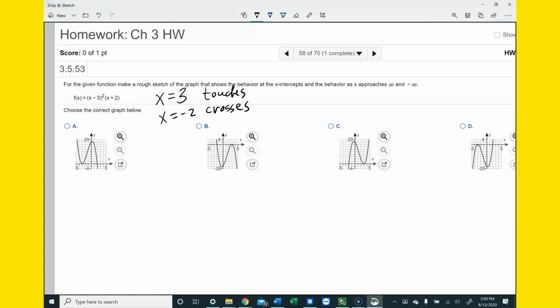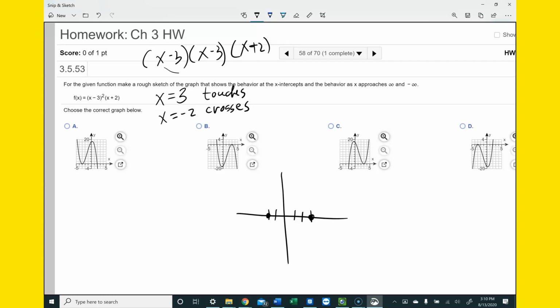All right, so we're looking for a graph that touches at 3 and crosses at negative 2. So that's something I know. What else do I know? I would think about what if I multiplied this out, right? If I were to do x minus 3 times x minus 3 times x. You don't really have to multiply all this out, but just think about what your first term and your last term would be. You're going to have a lot of terms in the middle that won't really matter, but the first term and the last term can help us to draw a rough sketch.